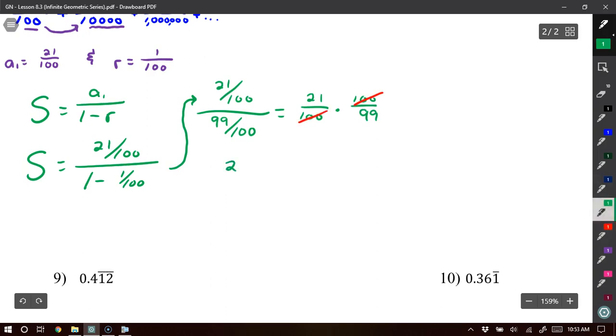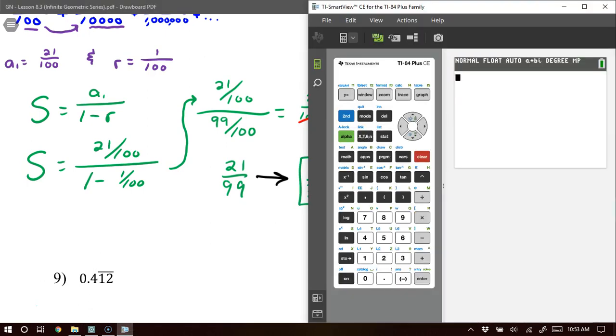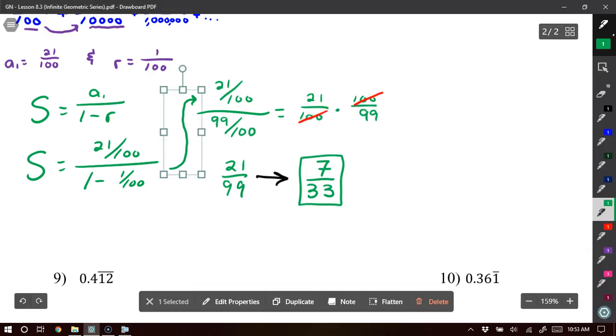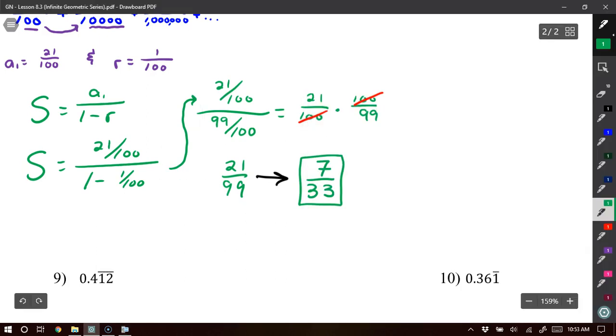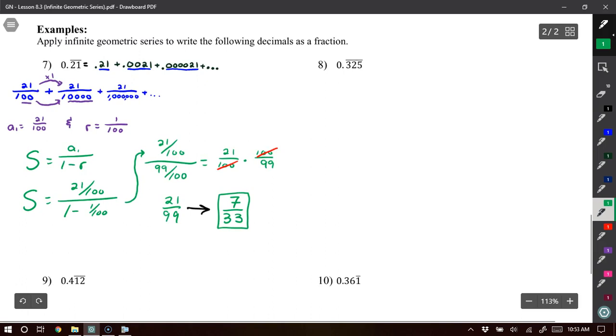So really I have 21 over 99, but do not be that student who does not simplify fractions. Always simplify them. And so in this case, 3 goes into 21 7 times, 3 goes into 99 33 times, and so the fraction is 7 over 33. Well, how do I know if I am right? Well, let's look at the calculator. 7 divided by 33. 0.212121. Brilliant, we have the right answer. So you can even check your answer at the very end.